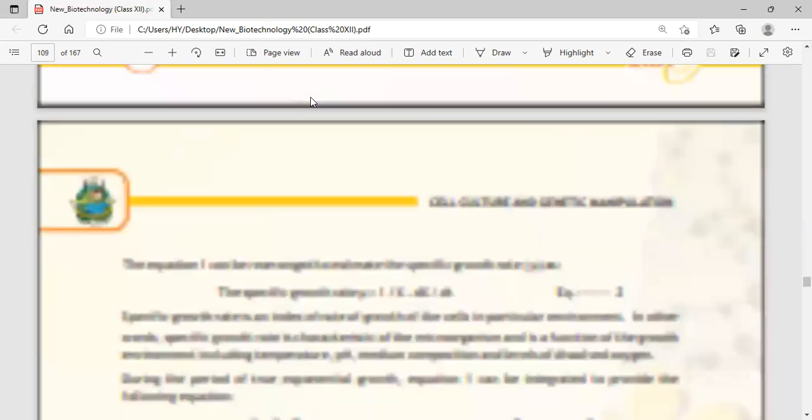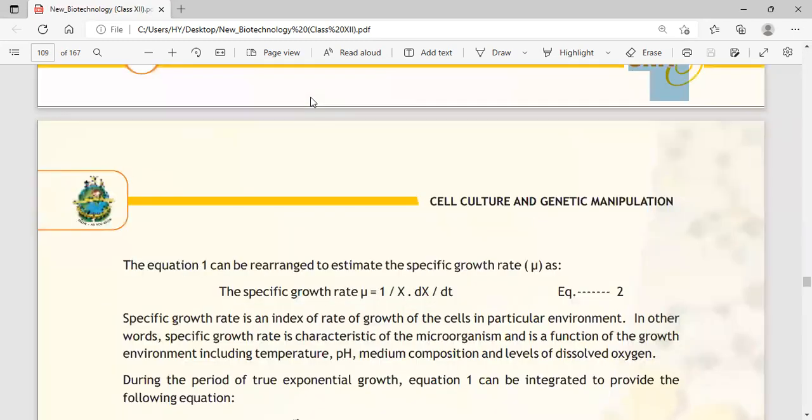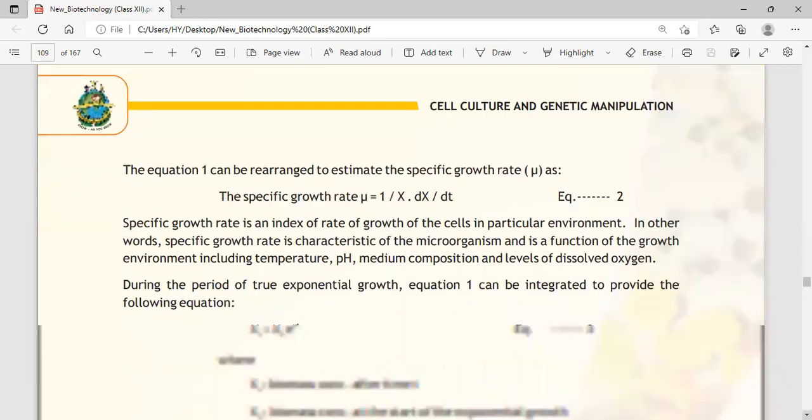यहाँ पर इक्वेशन भी दे रखी है किस तरह से ग्रोथ रेट की इक्वेशन होती है. So that also we can understand. Specific growth rate mu is equal to 1 upon x dx/dt. The specific growth rate is an index of the growth rate of the cells in a particular environment.